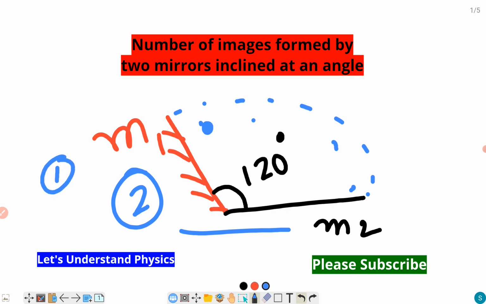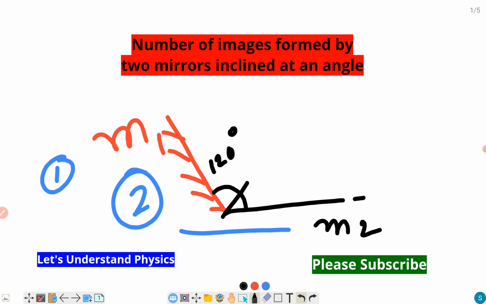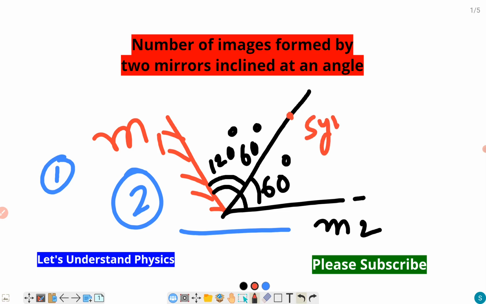First case is when the object is taken symmetrically. Symmetrically means whenever there is an angle between two mirrors, if you bisect that angle. For example, here we have taken the angle is 120 degree, correct? Angle bisector will be like this. You will have two angles 60 degree and 60 degree. On the angle bisector, when you take the object, that object is called as symmetrical object. Other than this angle bisector, you take anywhere, that will be unsymmetrical object.